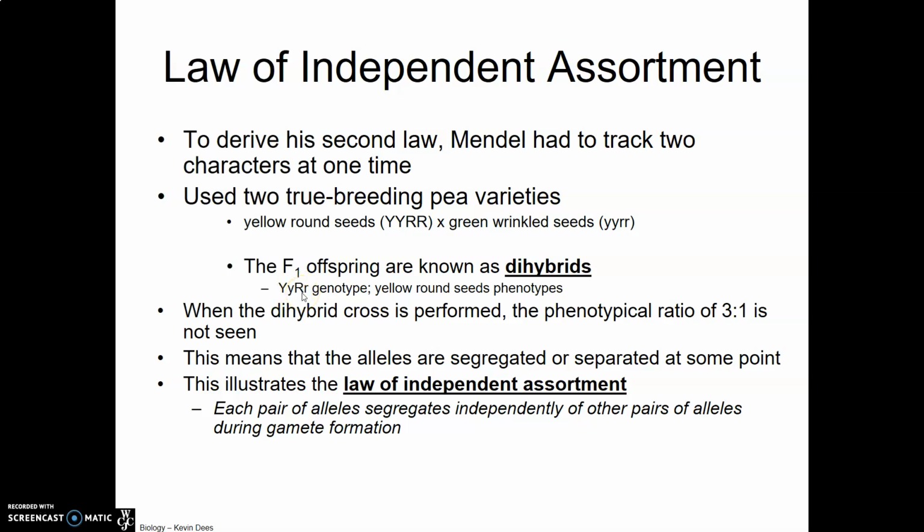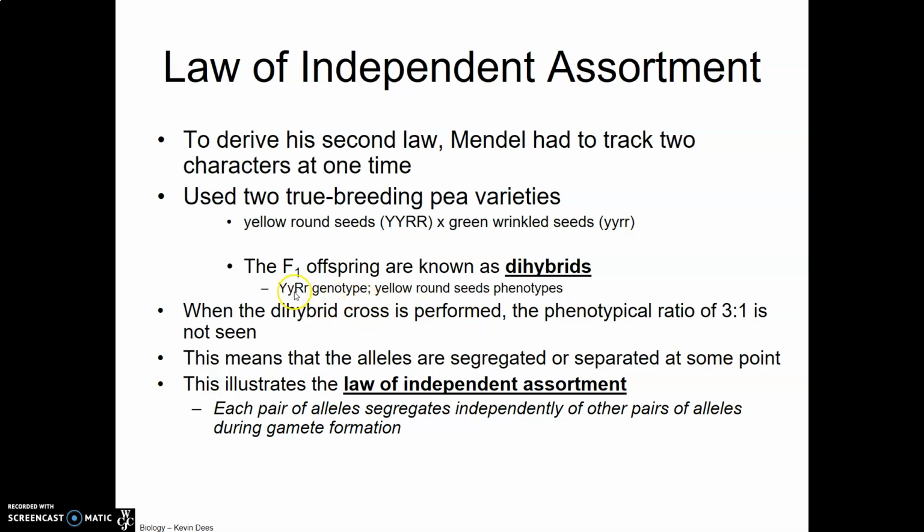Now, when you're working these Punnett squares, remember to group your like alleles together. And if you have a dominant allele, remember that you always place it first to remind you that this is the phenotype that should be expressed. Now, when Mendel performed these dihybrid crosses, he didn't see the typical phenotypical ratio of 3:1 like we saw with the monohybrids. So what this means is that these alleles are segregated or are going to separate at some point.